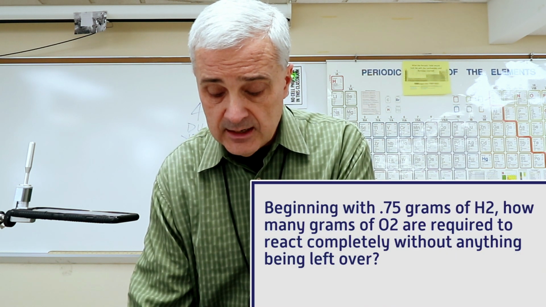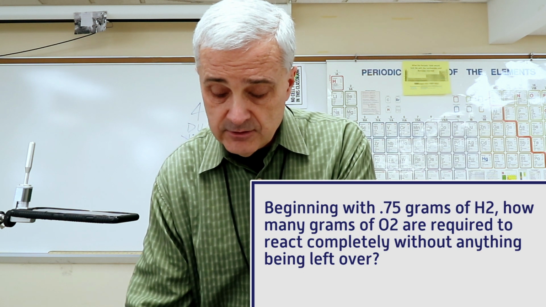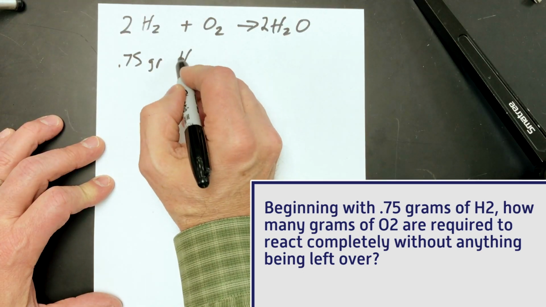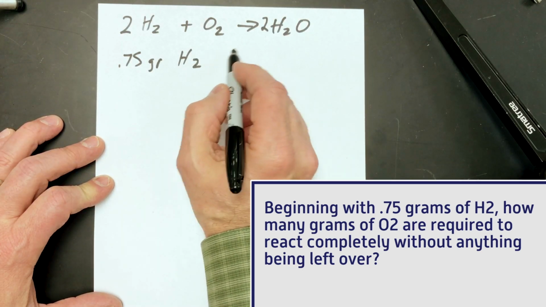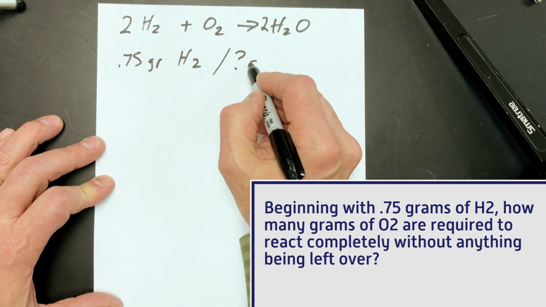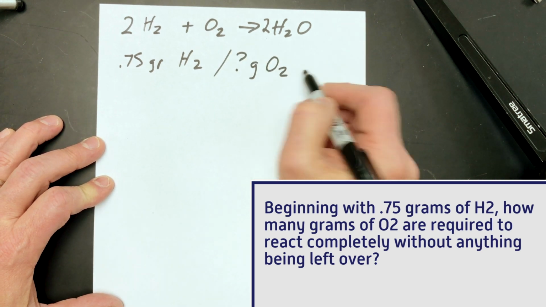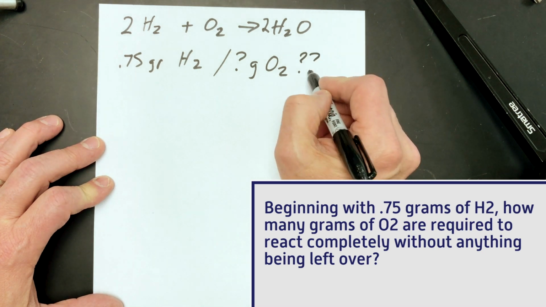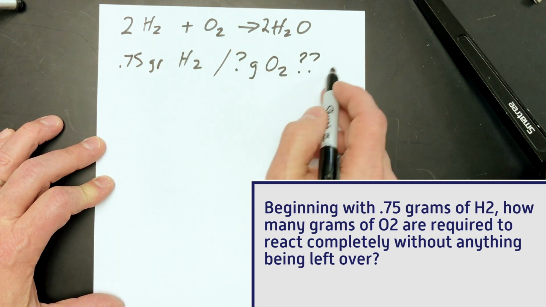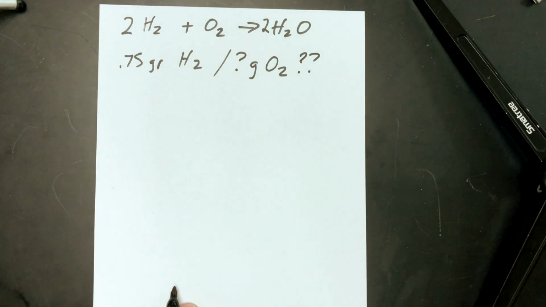Somewhere along the way, the problem has told you how many grams of something that you have. Let's just say we have 0.75 grams of hydrogen. And then the question becomes, how many grams of oxygen do we need? So there's our question: how many grams of oxygen do we need?